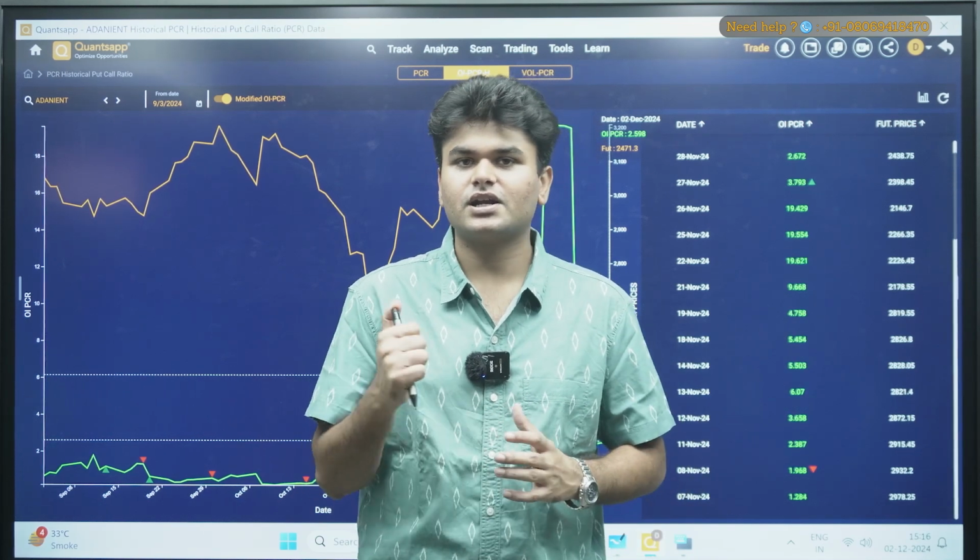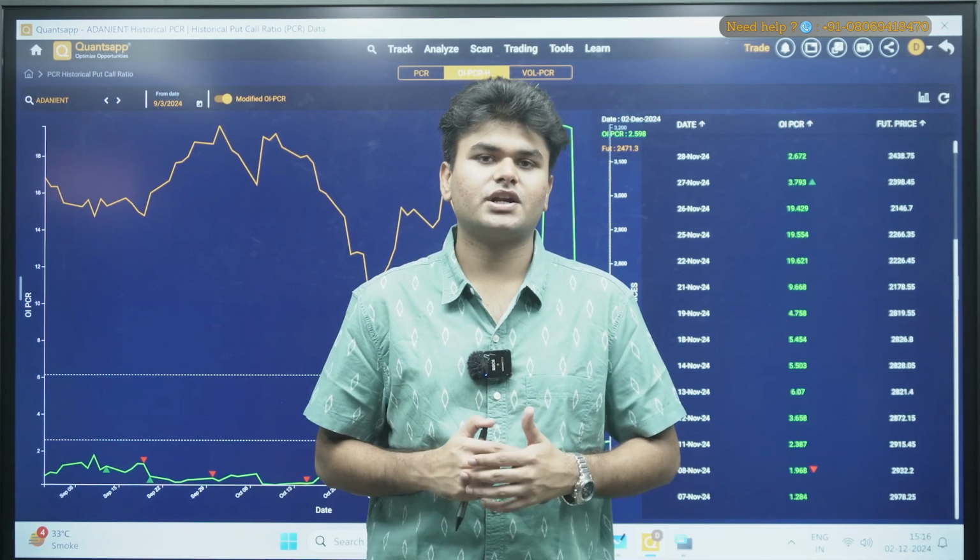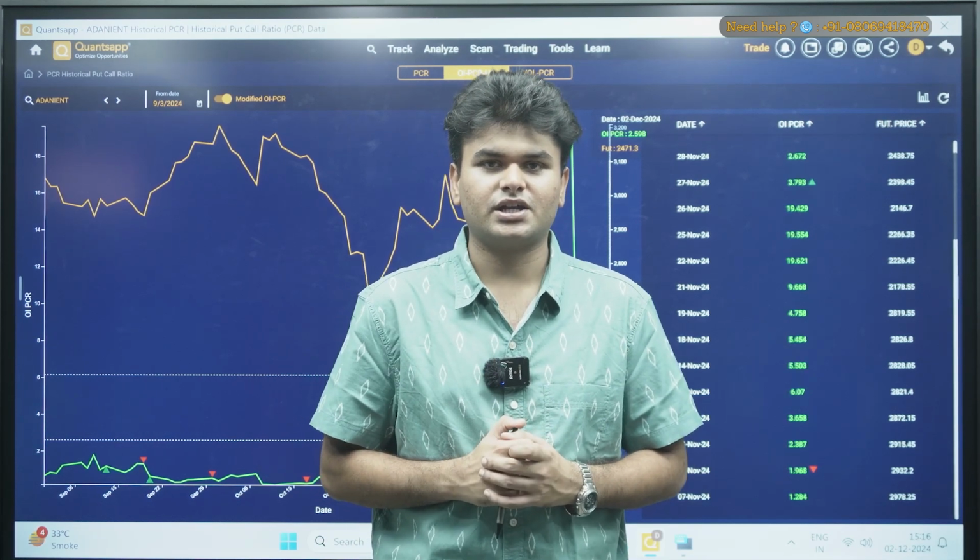But again, as I said, this tool is reliable only on the basis of the position, so do use an additional confirmation before entering any kind of trade.